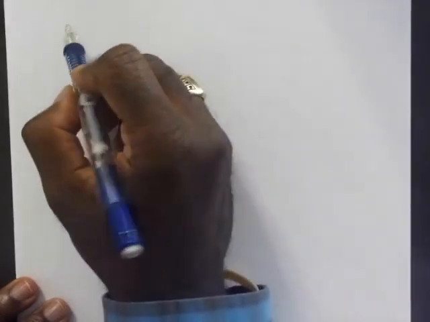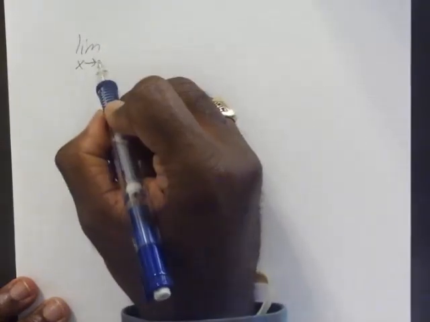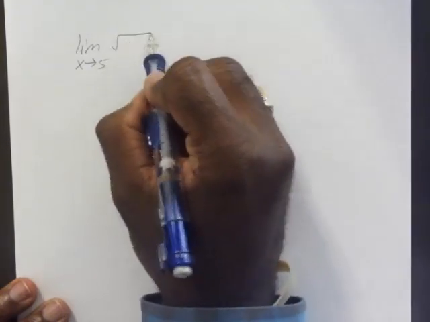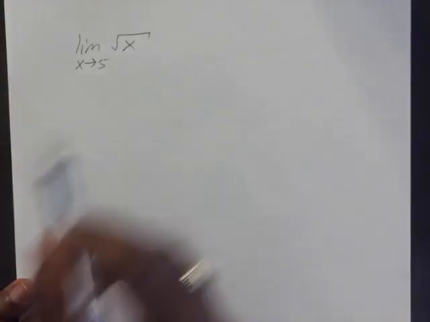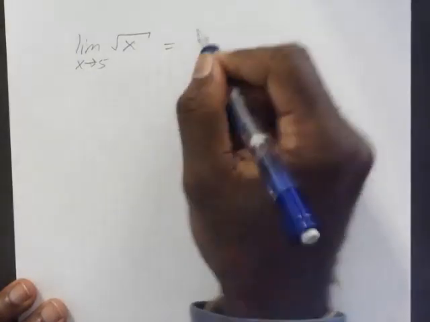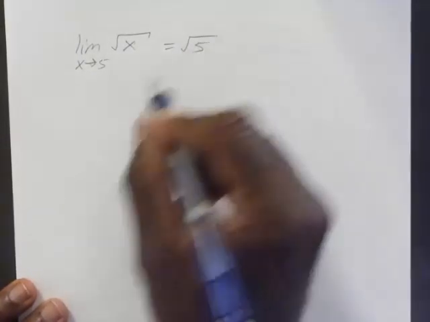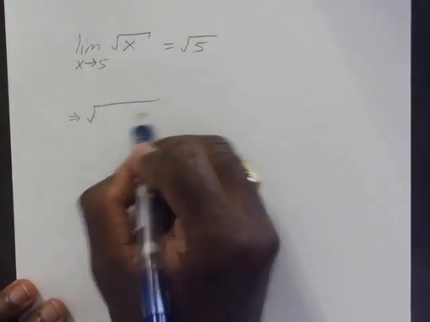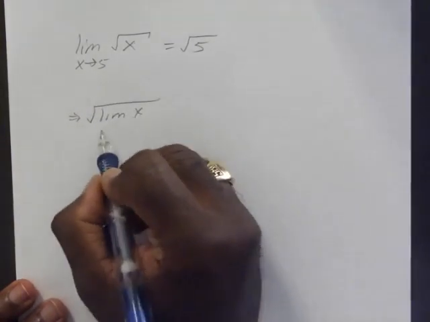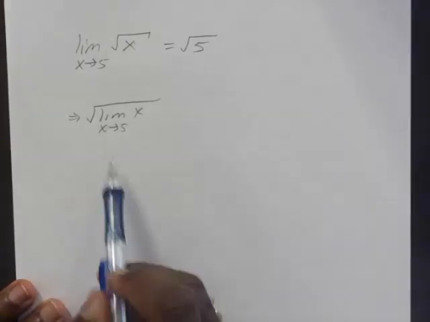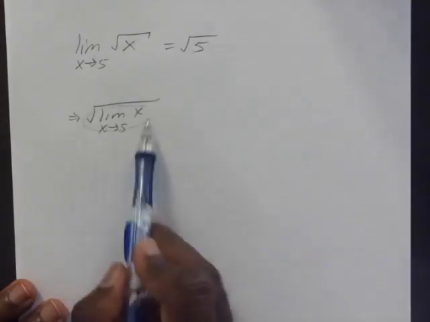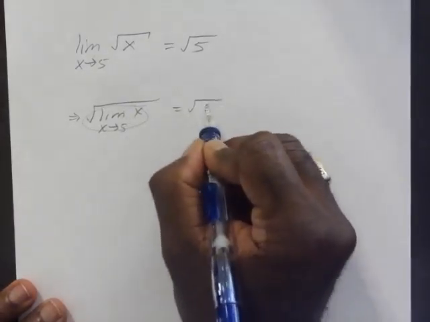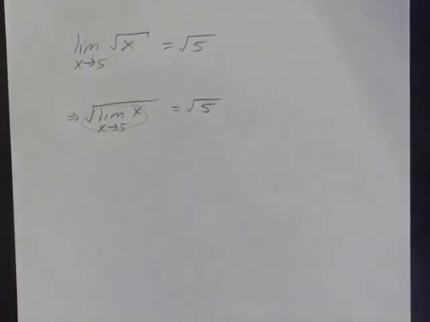So let's say you wanted to take the limit as x approaches 5 of the square root of x. You can just use direct substitution and make that the square root of 5, or you could rewrite it as the square root of the limit of x. Right, because the limit of x as x approaches 5 is just 5. So it's still going to be the square root of 5. It's the same principle with the logs. Okay, cool, thank you. You're welcome.